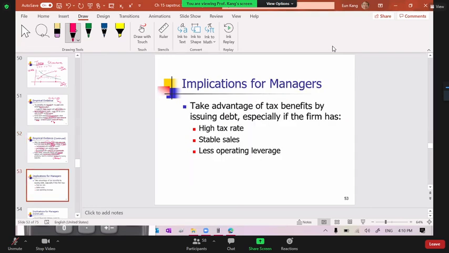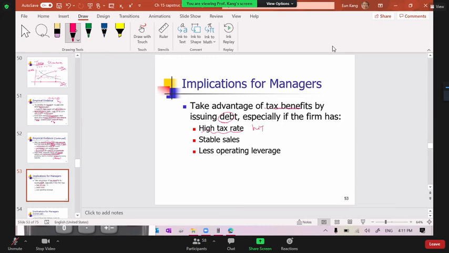So then what? Implications for managers: take advantage of the tax benefit by issuing debt, especially if the firm has a high tax rate, because what?